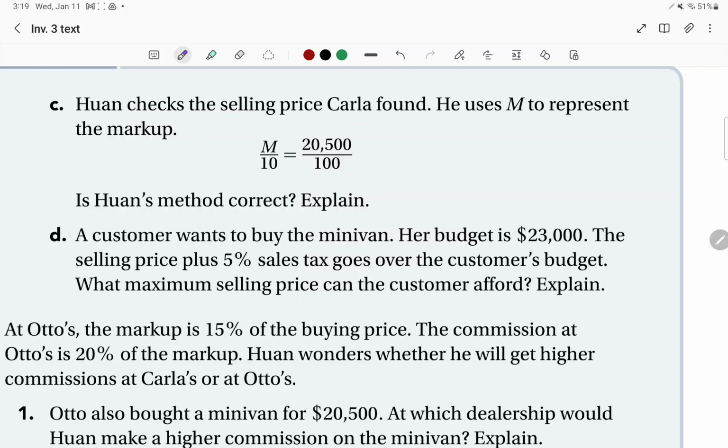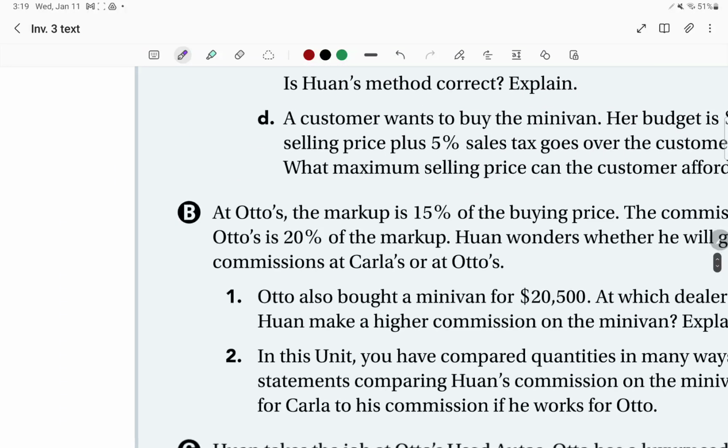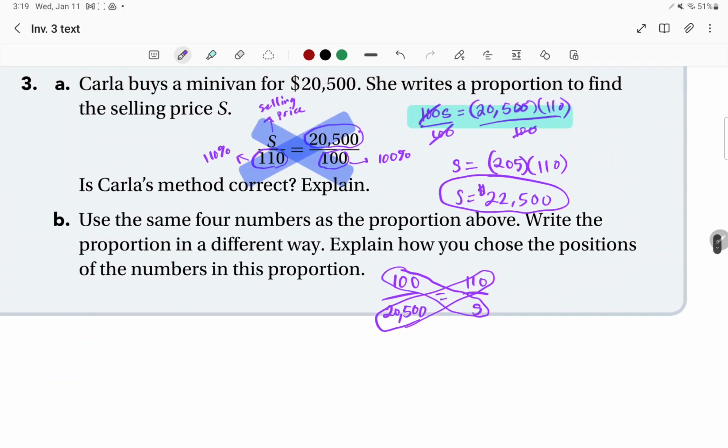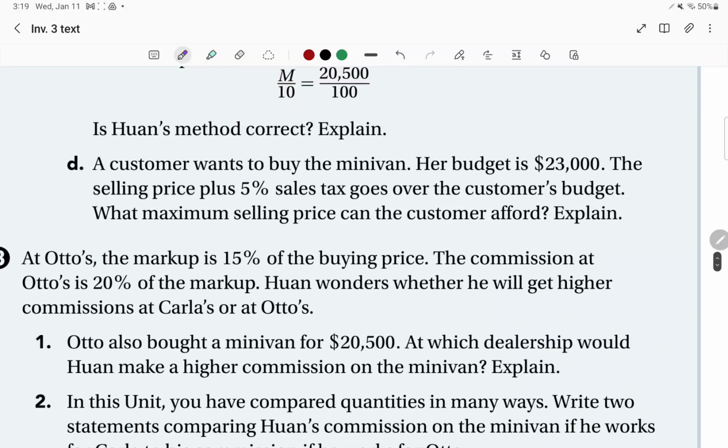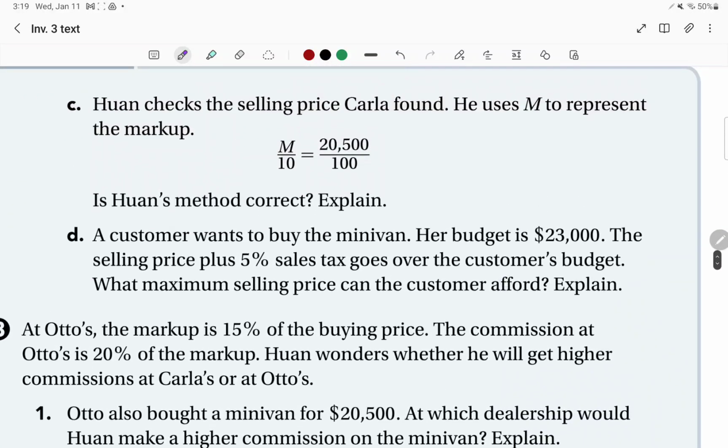Well, one thing that we could do, we know what the markup is. Right up here, we found what that markup is. You can just subtract those away and see that your markup is going to be about $2,000. So let's look at this. We could cross multiply.